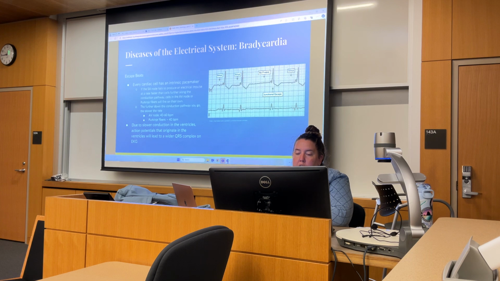Due to slower conduction in the ventricles, action potentials that originate in the ventricles, so the Purkinje fibers closer to the AV node, will lead to a wider QRS complex on EKG.